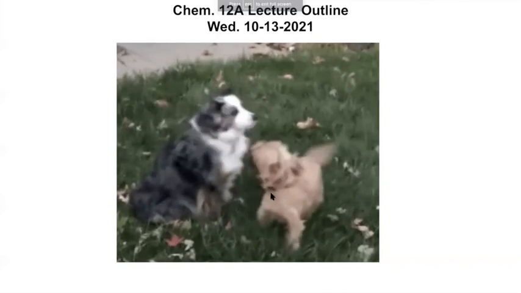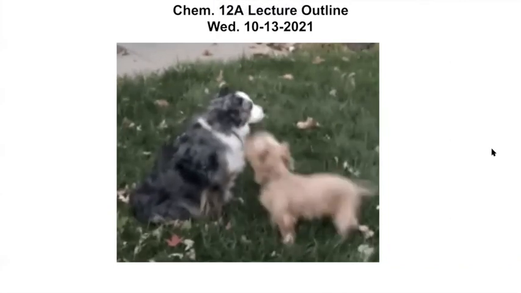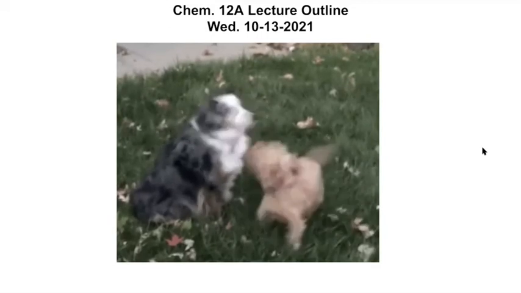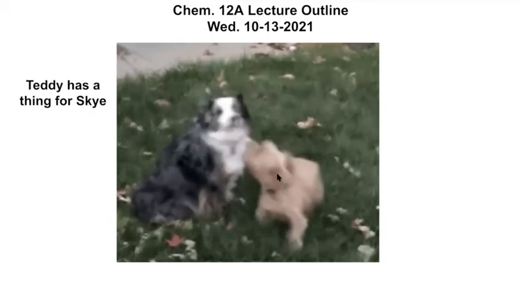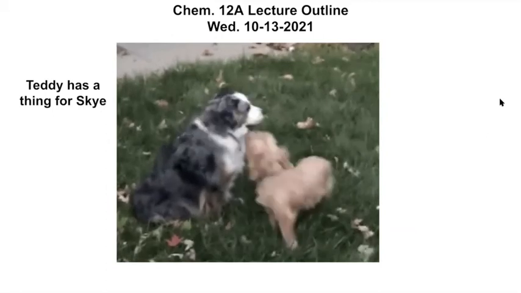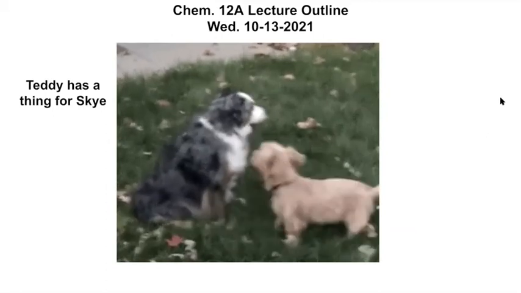So my friend's dog, Teddy, likes Sky. Teddy was trying to get a kiss on Sky. Teddy's got a thing for Sky. He's a really funny dog. He's cute. He's younger, maybe 2 years old or so.